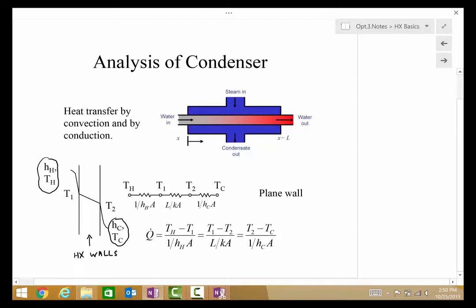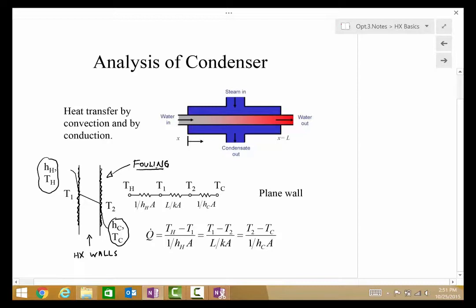The heat transfer rate through the heat exchanger walls can sometimes be modified and increased because of fouling. So fouling is the buildup of mineral deposits on the heat exchanger walls, and this fouling tends to increase the overall resistance, the conductive resistance associated with transfer through the heat exchanger itself. So that's a word that we want to think about.